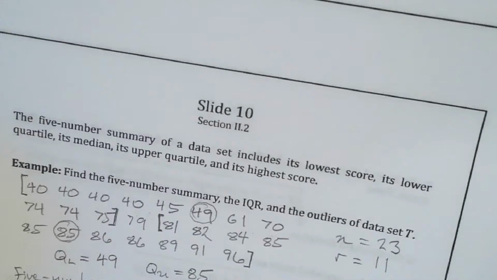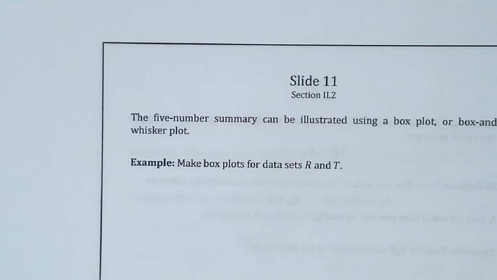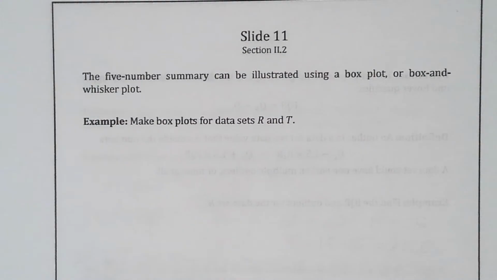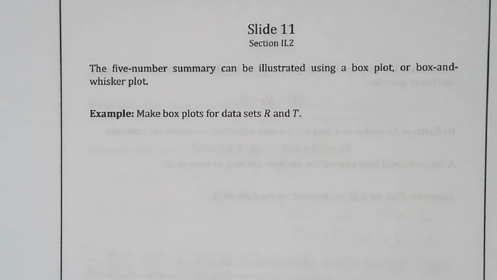So this 5-number summary is conveniently illustrated using what's called a box plot, or a box-and-whisker plot. We're going to make box plots for the data sets R and T. I want to do them side by side, because this is a good way to compare the data sets. I want to begin by drawing a number line that will be able to include all of the data from R and T. They look to range from the 40s to the 90s. So I just need to make my number line go from 40 to 100.